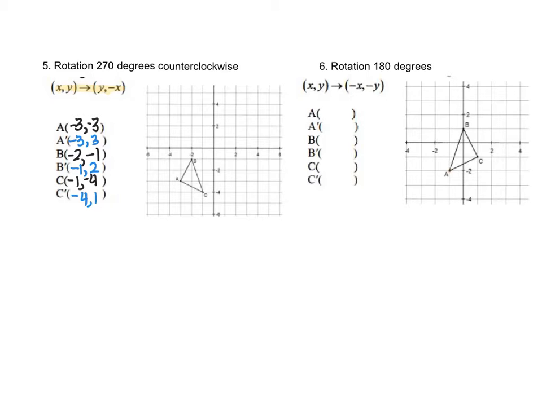So now when I plot these points, -3, 3 is A prime. B prime is at -1, 2. And C prime is at -4, 1. So we have our new triangle that has been rotated 270 degrees counterclockwise. And remember, a 270 degree counterclockwise rotation is the same thing as a 90 degree clockwise rotation.